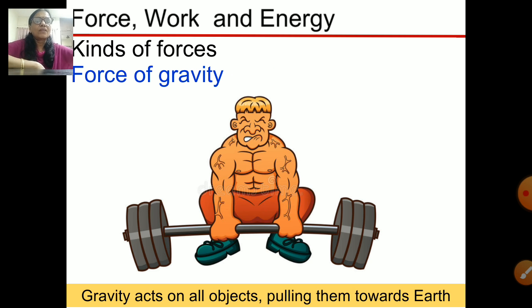Look here. All the objects are pulled towards the earth. So this gymnast, you can say, or weightlifter, is trying to lift the weight, but the weight is heavy and it is being attracted downwards. So he has to put in more effort to lift the weight. So this is how the force of gravity acts on objects.